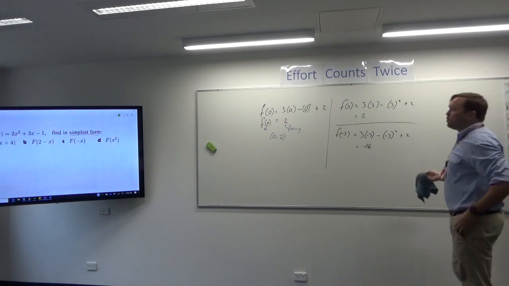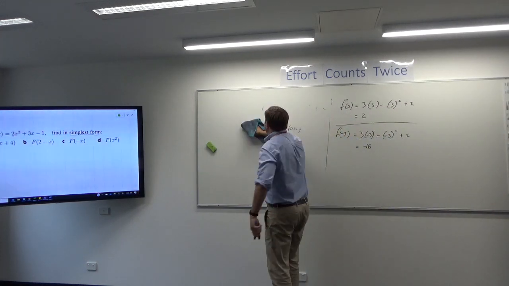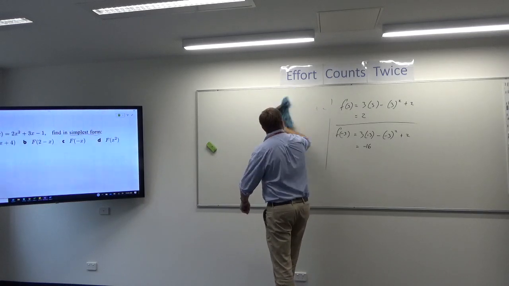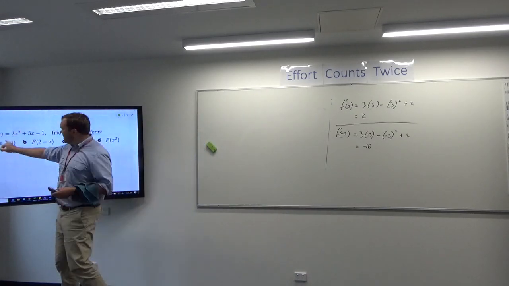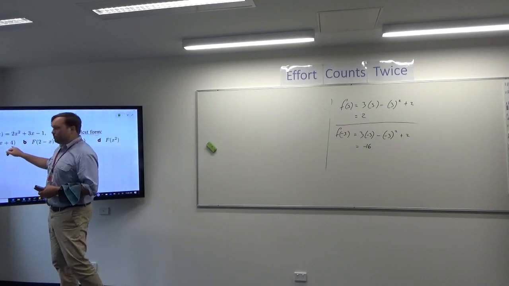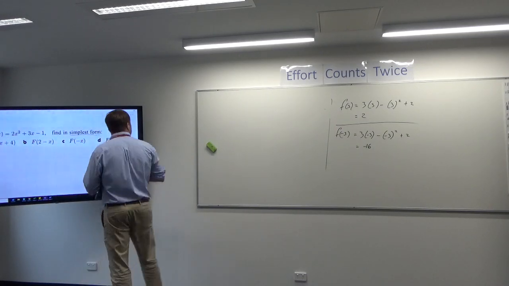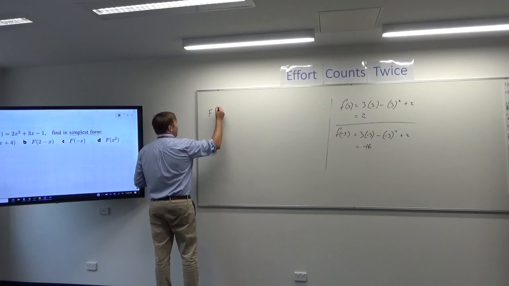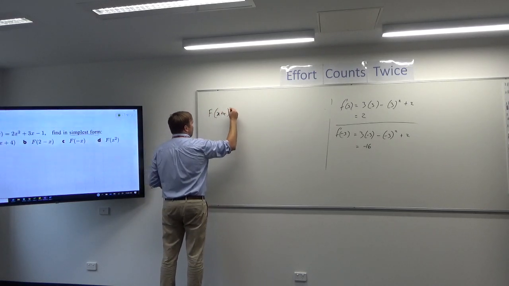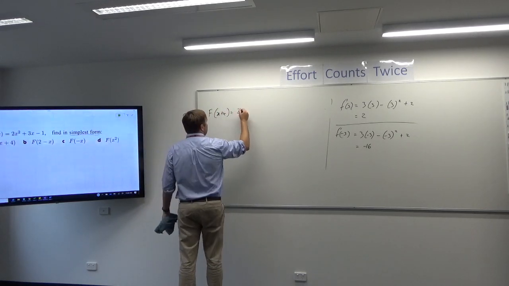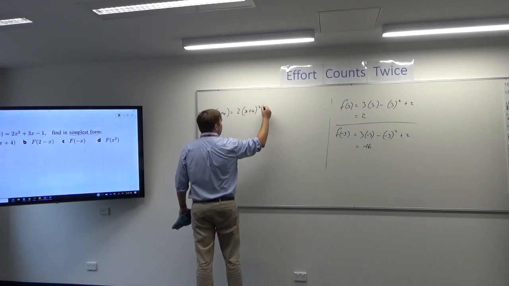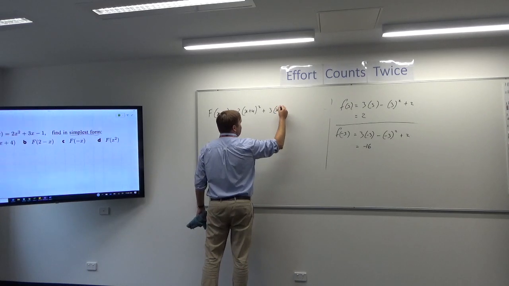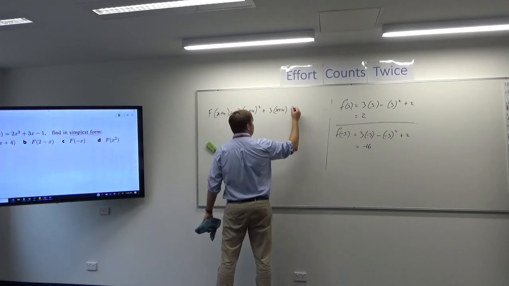So, same rules apply as before. Whatever's in the brackets gets substituted into the function. So here, we are replacing this x with x plus 4. Meaning, in this case here, f of x plus 4 is equal to 2 bracket x plus 4 squared plus 3 lots of x plus 4 minus 1.